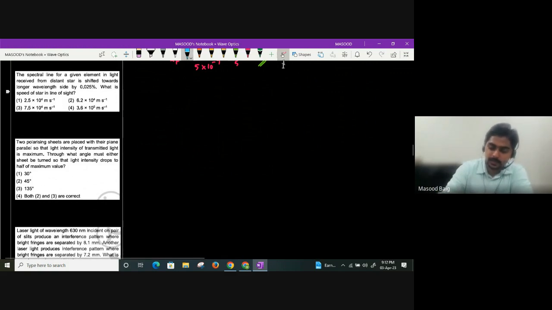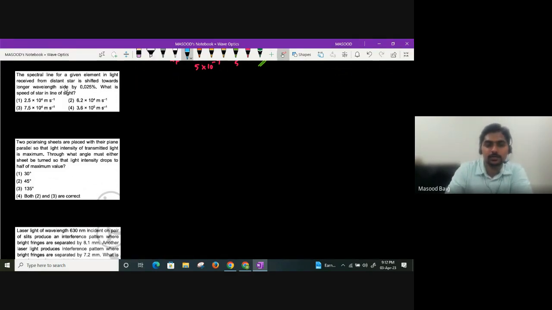Spectral line has been given for a given element in light received from a distant star is shifted towards longer wavelength light. Longer wavelength light means which shift? Red shift. Red shift means, is it going to move away or not? So what is the speed of the star in the line of sight? Line of sight means along the line joining source and observer. So what can we write? Delta lambda divided by lambda is V by C. Yes or no? So what is given to us?